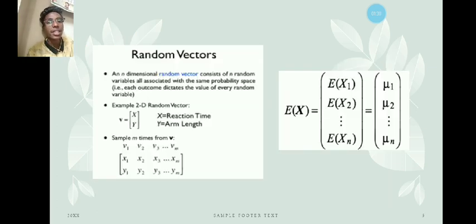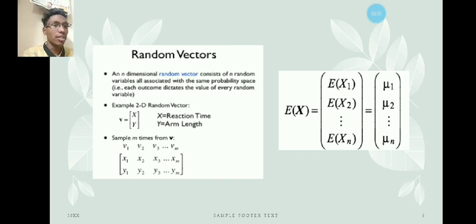An n-dimensional random vector consists of n random variables, all associated with the same probability space outcomes, which determine the value of every random variable. Example: a 2D random vector V equals [X, Y], where X is reaction time and Y is arm length, sampled m times from V1, V2, V3. It is an n cross n matrix.